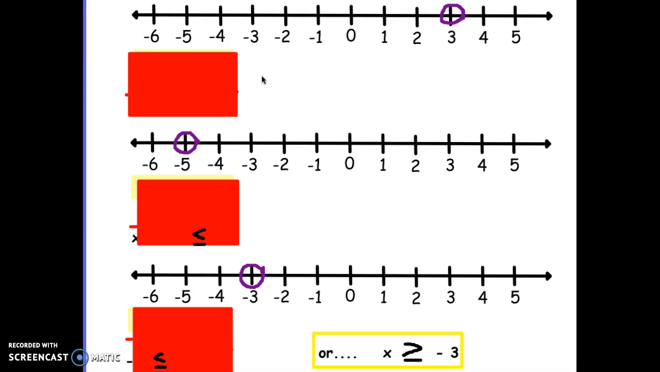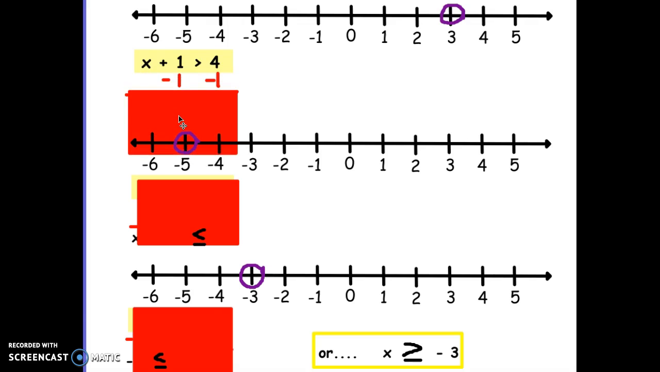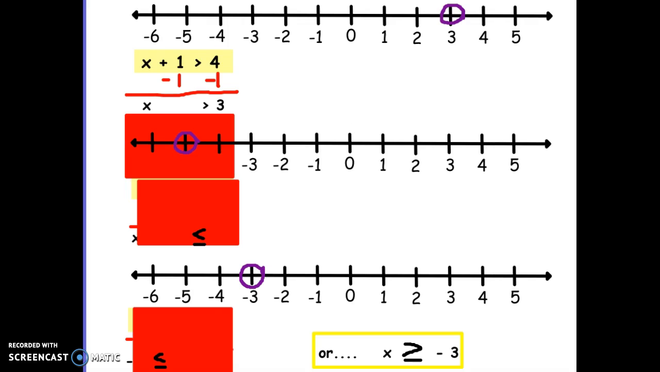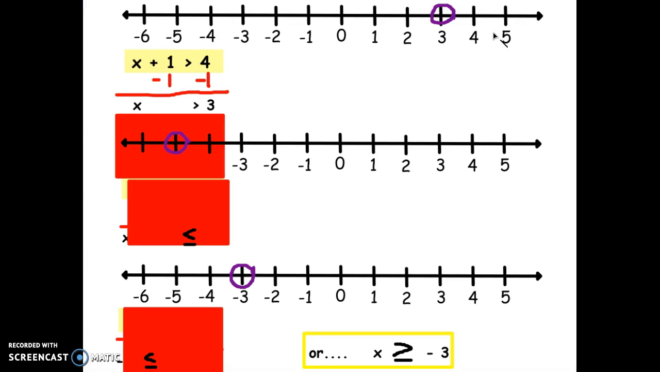Here are some examples. Let's say we have x plus 1 is greater than 4. We're going to subtract 1 from both sides to get the x by itself. And now we know x is greater than 3. So if x is greater than 3, 3 is not colored in, and it's greater than 3, so it would go this way, just like that.